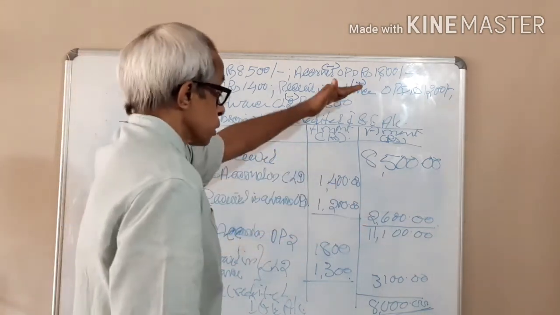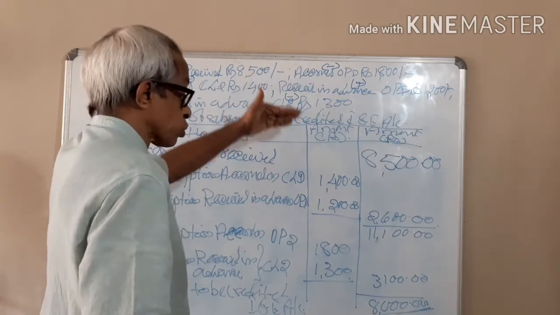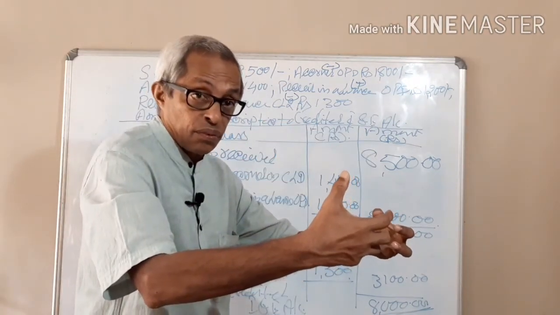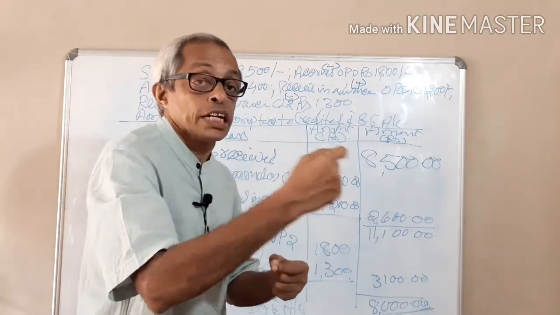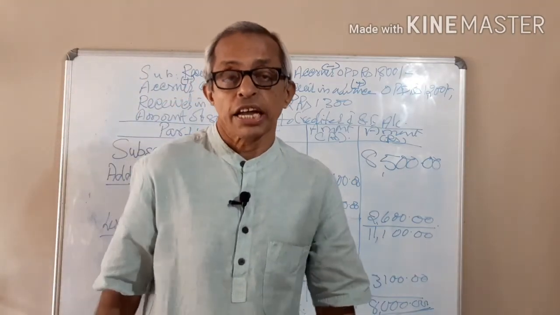This is the way of calculating actual amount of subscription from the total amount received to the total amount to be credited to income and expenditure account.